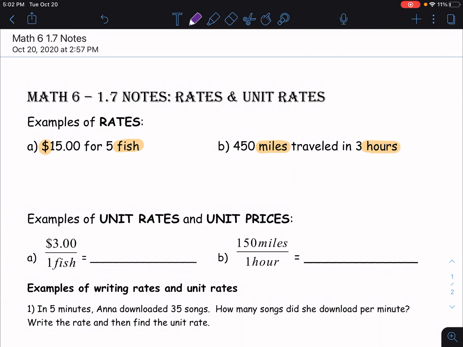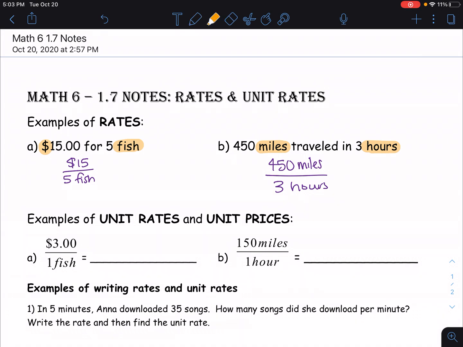To write this as a rate, we are going to write it as a fraction. So this is going to be $15 for 5 fish. This is going to be 450 miles in 3 hours. Okay, these are examples of rates. We are comparing two different units and how they relate to each other.